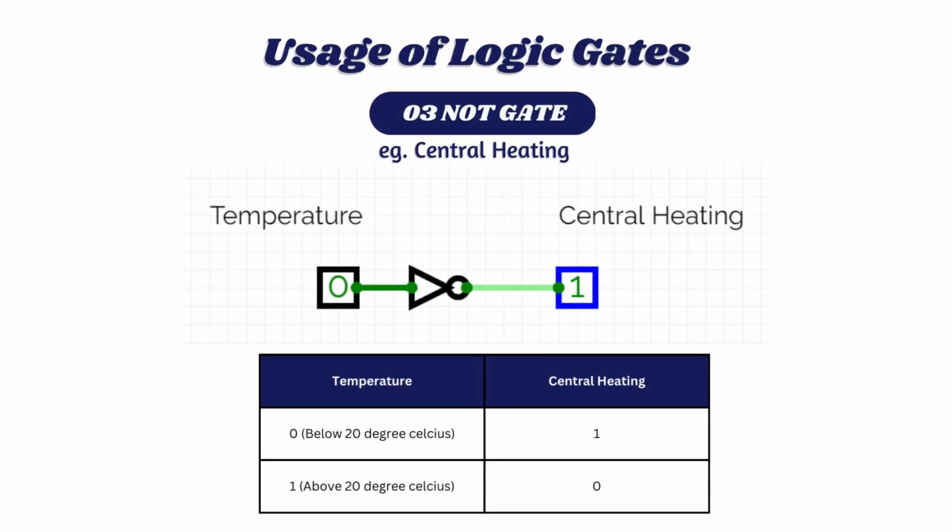The next gate is the NOT gate. NOT gates are also known as inverters because they invert the input given to them and show the reverse result. The advantage of using this gate is it consumes low power and their interfacing is very easy compared to the other logic gates. For example, if the temperature is above 20 degrees Celsius, then the central heating is switched off and vice versa.